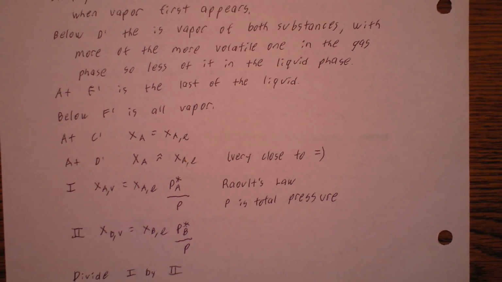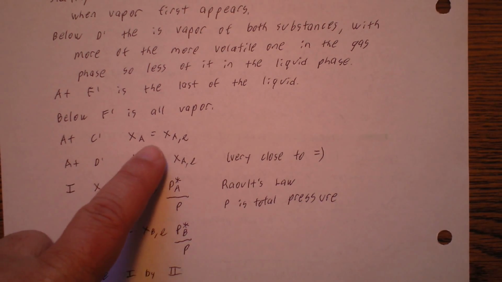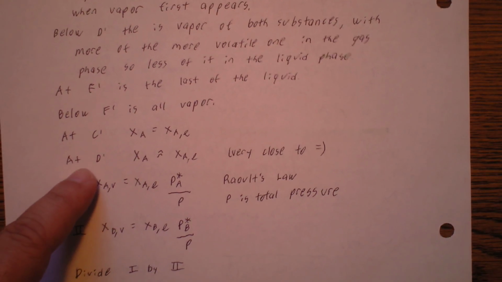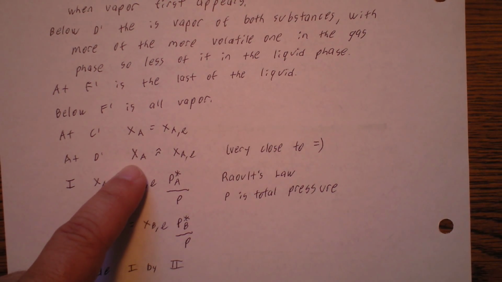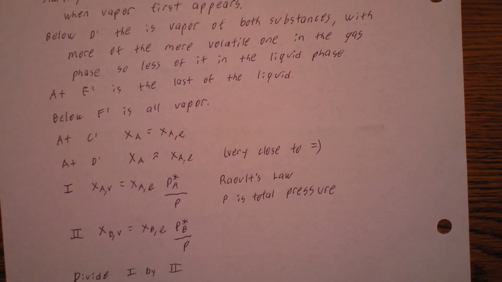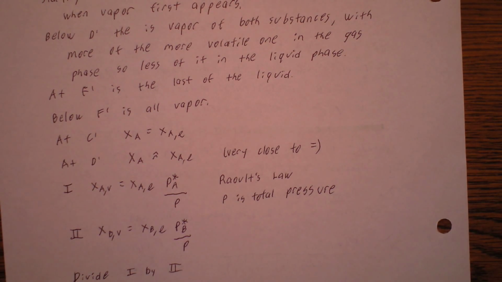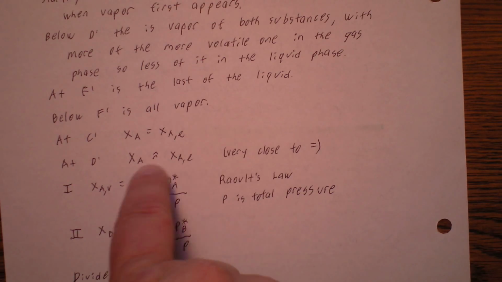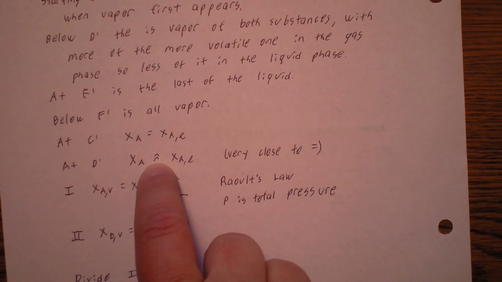So at C prime, the mole fraction of A is equal to the mole fraction of A in the liquid. At D prime, the mole fraction of A is still roughly equal to the mole fraction of A in the liquid, because there's only a tiny bit of vapor. It's very close to equal. This wiggly equal sign means roughly equal to.